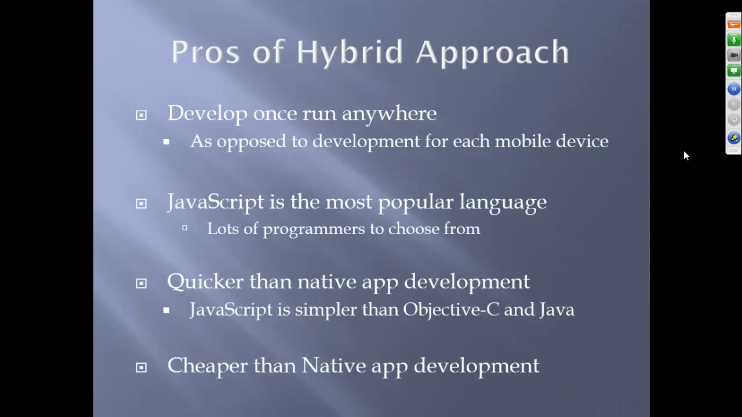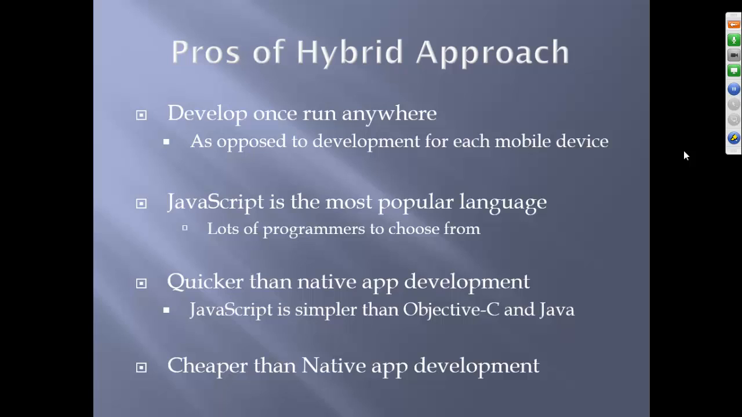So take a look at the pros of hybrid apps. Probably the biggest pro that hybrid apps have is the fact that you only have to build one app. You build it once, and then it will run on a variety of mobile devices, right? As opposed to when you're building a native app, you have to build an app for each mobile device platform separately. This is build once, run anywhere.